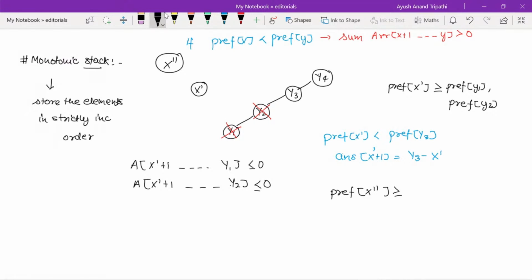And let's say I got this element x double dash, and the prefix of x double dash is greater than or equal to the prefix of x dash. Then what does it mean? It means the sum from x double dash plus 1 to x dash is lesser than or equal to 0, a non-positive number. If you are subtracting a non-positive number from a non-positive number, the answer would again be non-positive. So that's the logic, right? This is the complete logic.